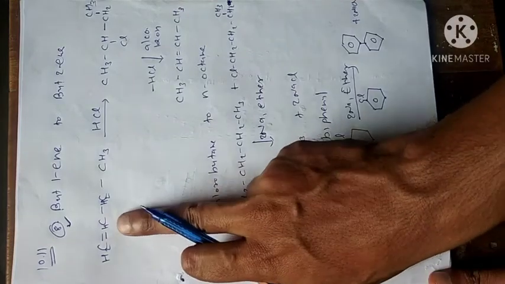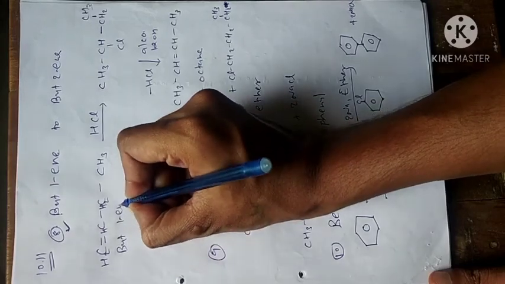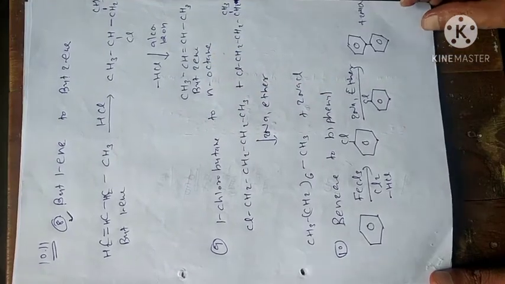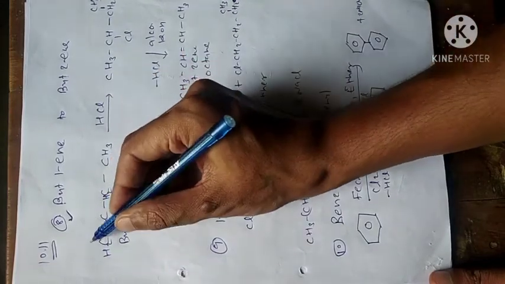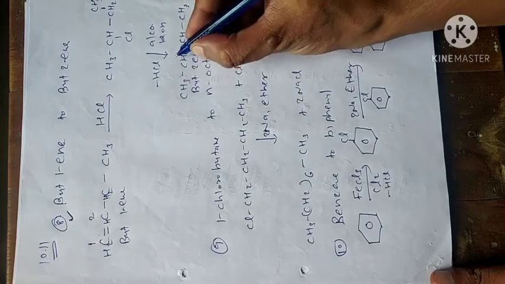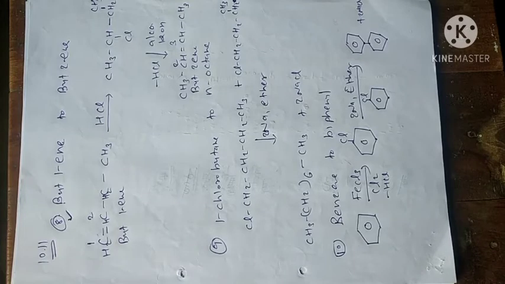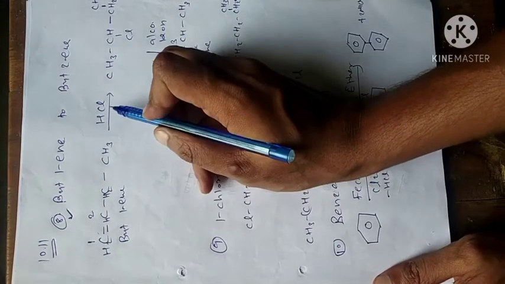So if I draw the structure, this is our but-1-yne and this is but-2-yne. Now in that, what is the difference? You can see the triple bond is here between carbon number 1 and 2, and here the triple bond is between carbon number 2 and 3. So we have to just change the position of the triple bond. Now directly we can't do that. So what I am going to do here, I am going to add hydrogen and HCl first, then remove it again. Look, first step is here.